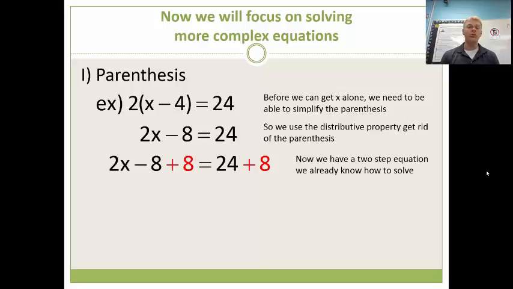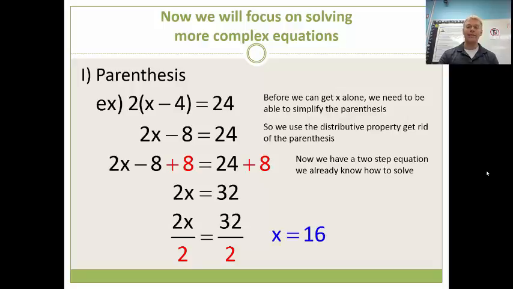At this point, it's a two-step equation, just like we worked on in the last video. Add 8 to both sides to eliminate the negative 8. We divide by 2 on each side to get rid of the coefficient of 2, and x is going to equal 16. Again, we can always check our answer by substituting x back into the original equation and checking if it makes the equation true, which in this case it would.